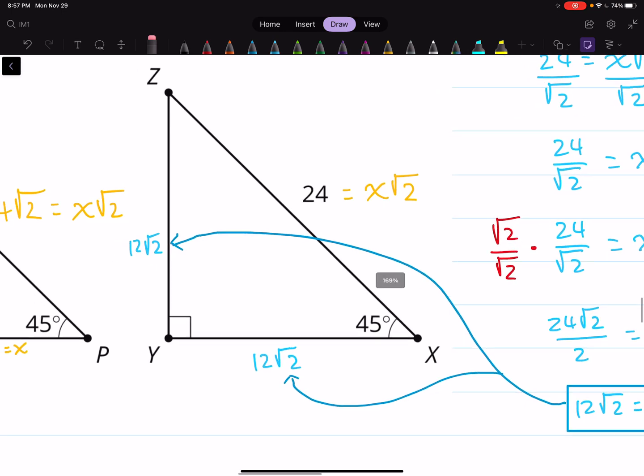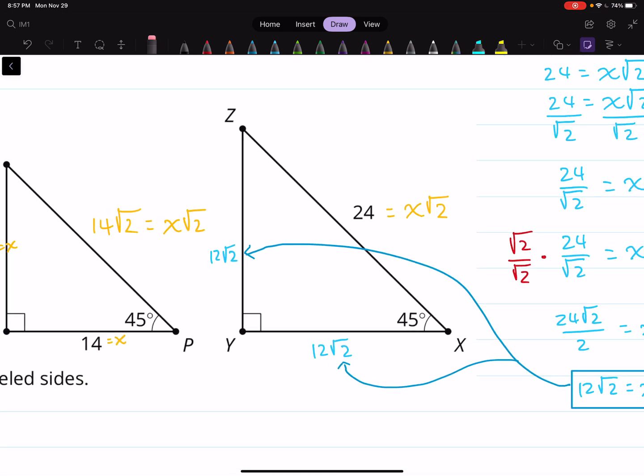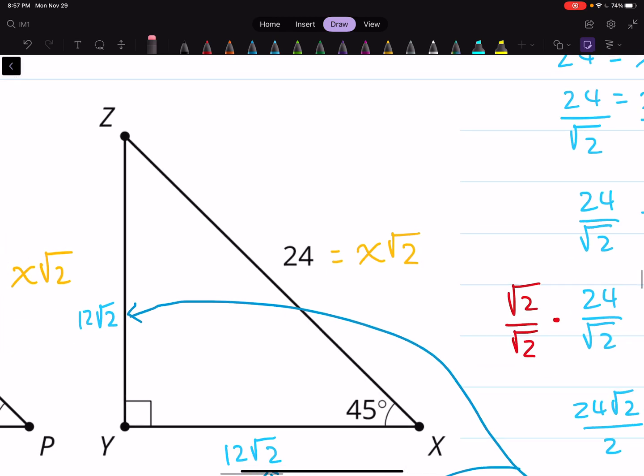And then now finally we have this problem here. If you guys can see, this length represents 12 square root of 2. This length represents 12 square root of 2. But how did I get that? Now this gets a little bit confusing here. So yeah, buckle up.